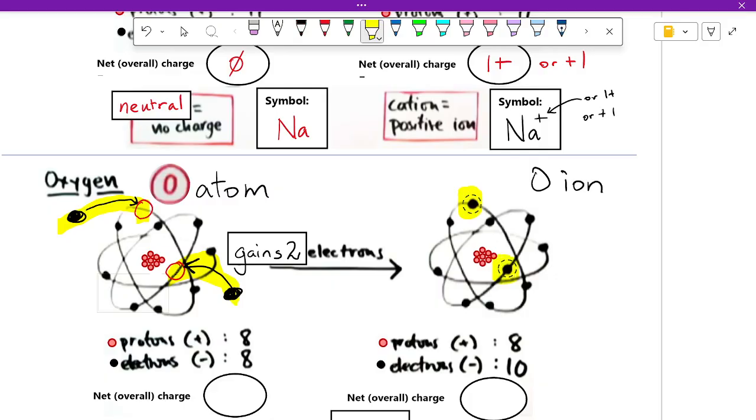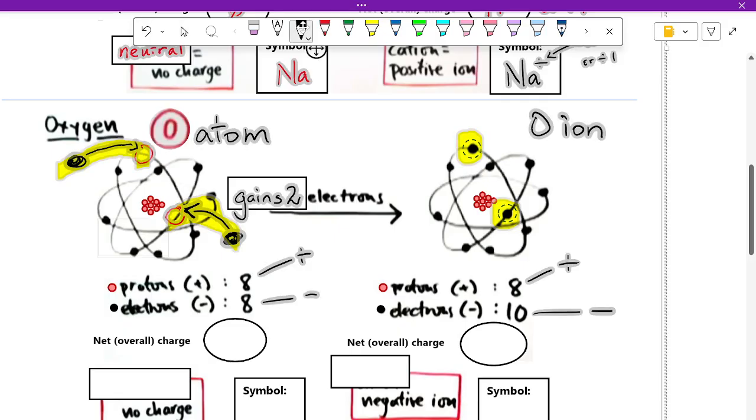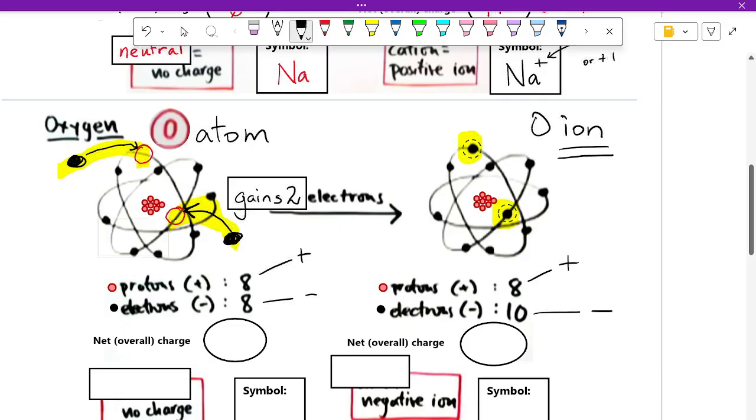So we started with 8 and 8. So we had 8 positives and we had 8 negatives. Now we still have 8 positives because we never change the number of protons. But now we have 10 negatives. What is the overall charge of the ion? 2 negative. Or -2 if you prefer.